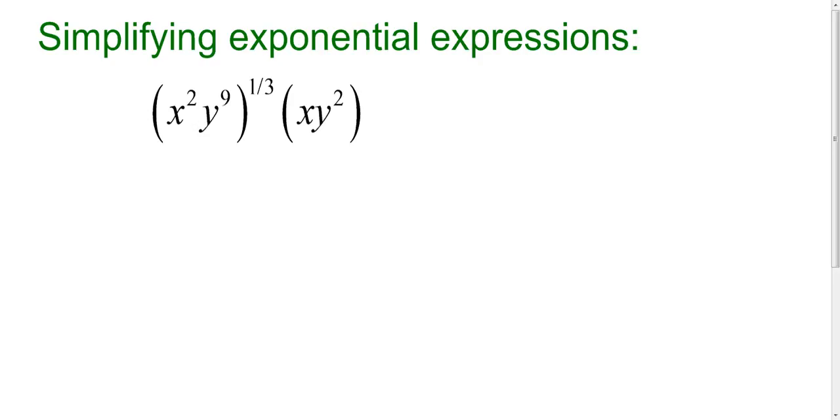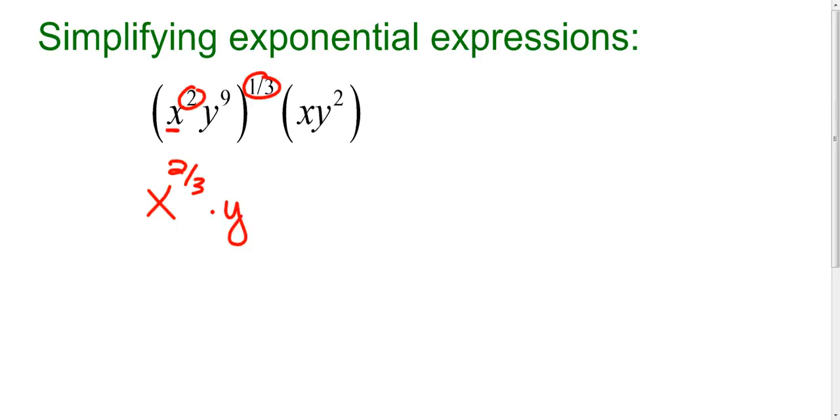Okay. Here, when you're raising exponents to a power, like this and this, you only have one base, okay, with two exponents. And so you're going to multiply those. So this becomes x to the 2 times 1/3. So x to the 2 times 1/3 is x to the 2/3.